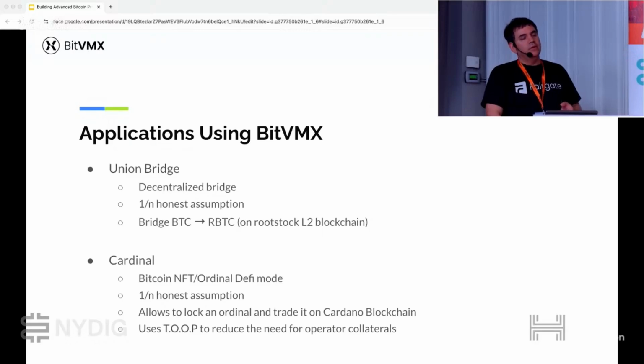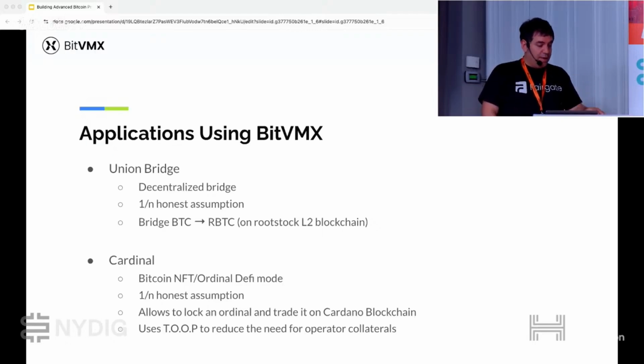It's an improvement on the assumption of security. Their previous bridge has a committee of around 11 operators, where you need more than half of those operators to be honest in order for the bridge to be secure. This implementation using BitVMX reduced that to a 1-of-n honest assumption, and also allows you to increase the number of operators, because you don't have a problem where a lot of operators can gather together and collude. Actually, increasing the number of operators increases the security.